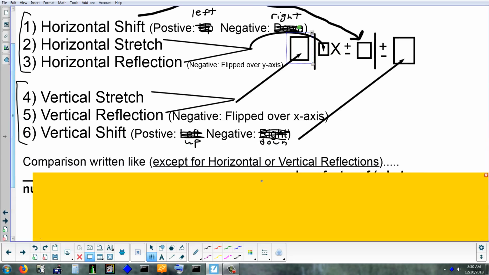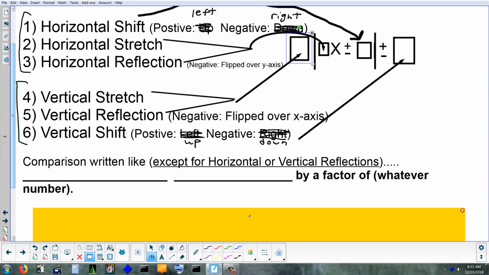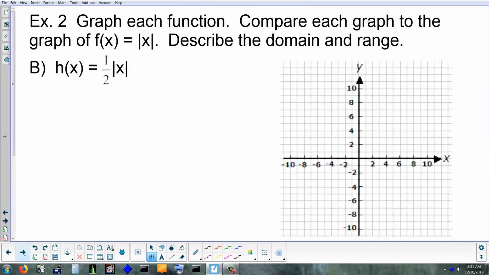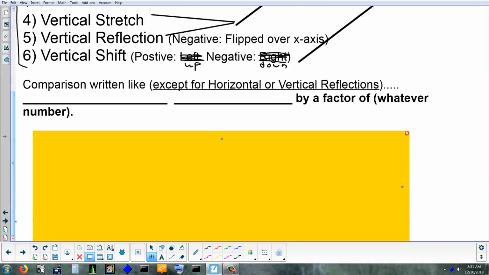All right, so let me just take a look at this. Okay, your comparison, guys, if we're talking about a stretch, you'd write it like that. When you're talking about a stretch, sometimes it's by a factor of, sometimes it's by 1 over. We're going to talk more about that. And guys, you're going to have examples of everything too, of how to write them. So as long as you can look back at your examples and know what it is, you should be fine. Don't worry about that.